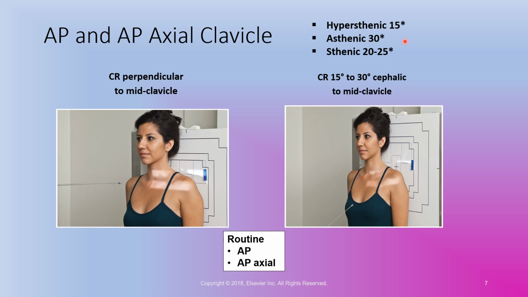So the central ray angle on an AP axial, if your patient is hypersthenic, is 15 degrees cephalic. If they're asthenic, it's 30 degrees cephalic. And if they're sthenic, it's 20 to 25 degrees cephalic. So the range is between 15 and 30 cephalic angle, again to mid-clavicle. So smaller patient gets the most angulation, larger patient gets the least amount of angulation, and then sthenic is in the middle.